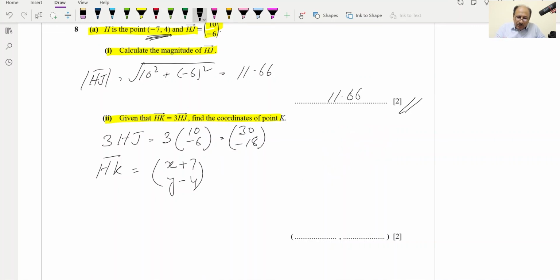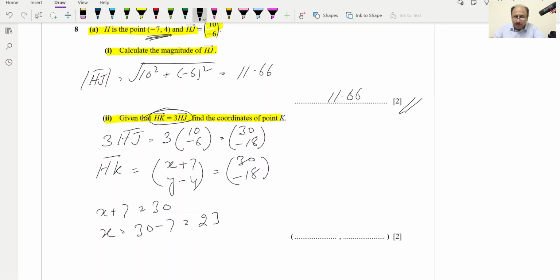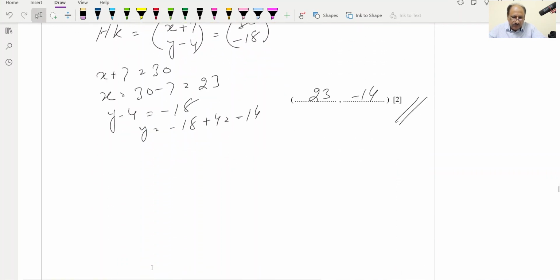Now they are telling us HK is equal to 3HJ, and this is equal to 30 and -18, which is the 3HJ value. Now we can equalize them to find the value of x and y. So x plus 7 is equal to 30. This implies x is equal to 30 minus 7, which is 23. Then y minus 4 is equal to -18. So y is equal to -18 plus 4, which is -14. So -14, and this will be the 2 marks answer, which we are done.